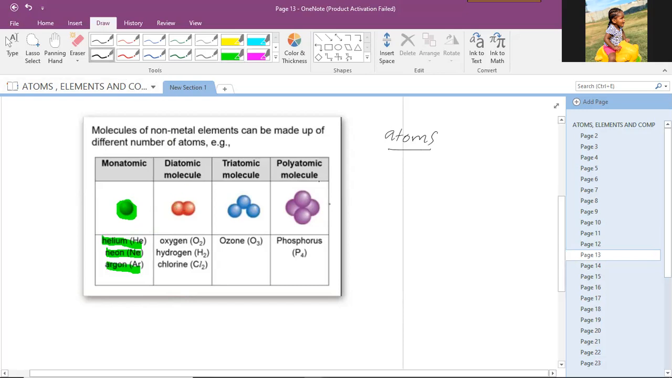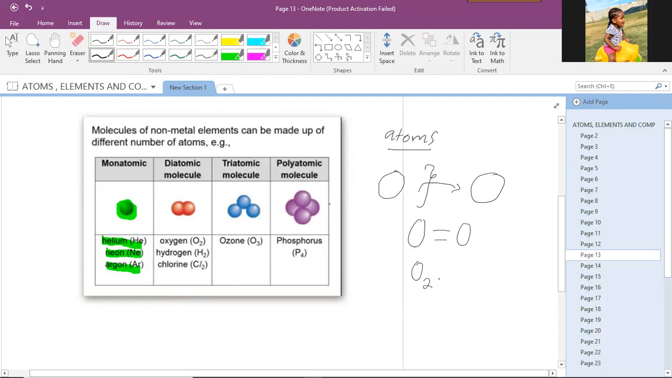However, certain atoms cannot exist alone. A good example, we cannot write oxygen like this. Oxygen as an atom cannot exist independently on its own. It has to form a bond with another oxygen atom to become oxygen like that.